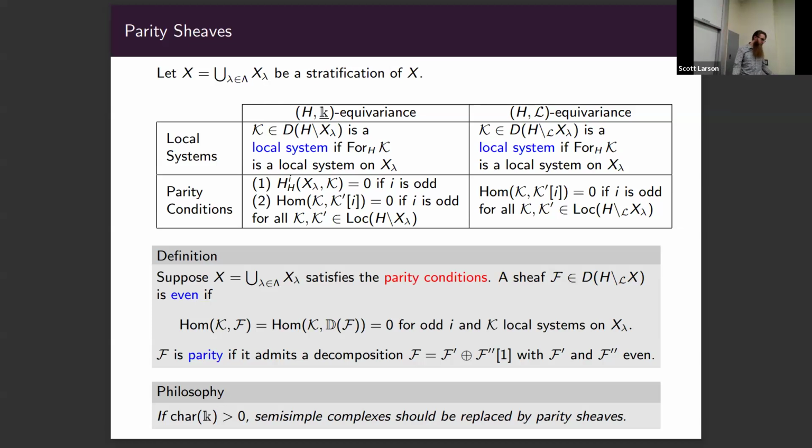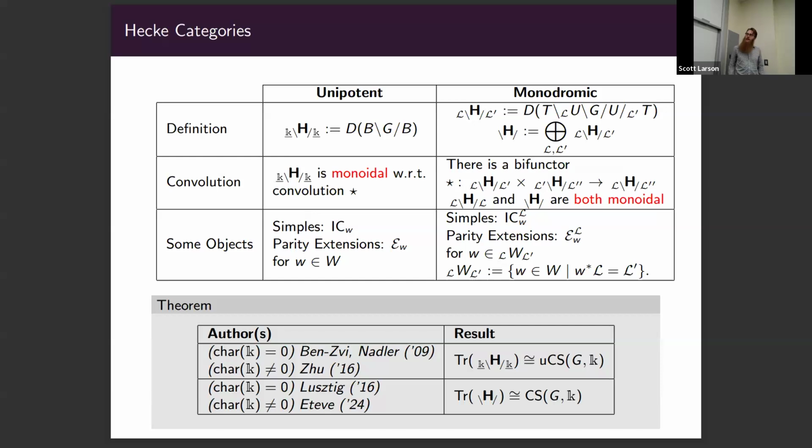Okay, so this is a lot of sheaf theoretic nonsense, and I think that'll be the bulk of the sheaf theory nonsense that we need. So let's now see some Hecke categories.